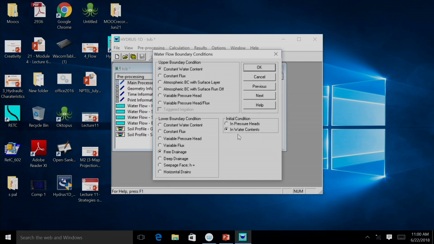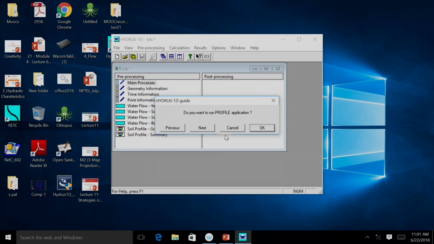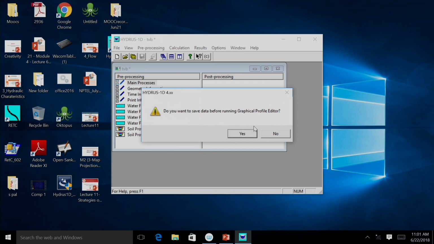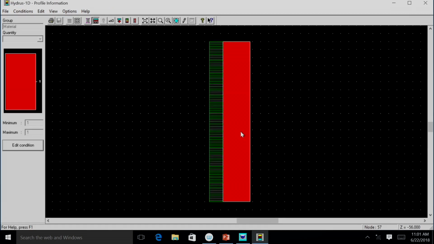If you change it to water content boundary conditions, then you have a constant water content at the upper boundary. This is theta s, the saturated water content, or you can go with constant flux, etc. For the lower boundary you can select constant water content, constant flux, or free drainage, etc. Here we give only constant water content. And next, do you want to run profile application? Okay. Save data, yes. So this is your mesh.